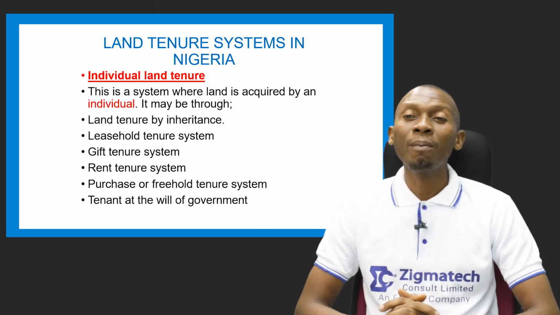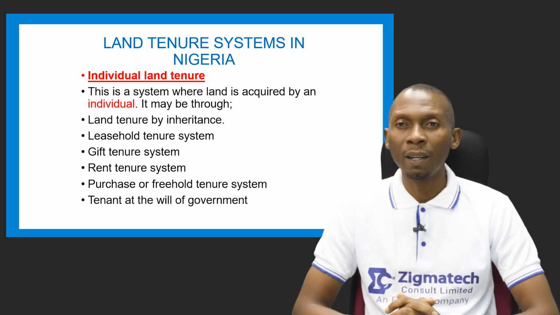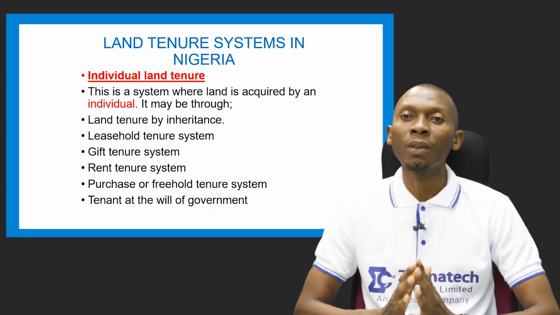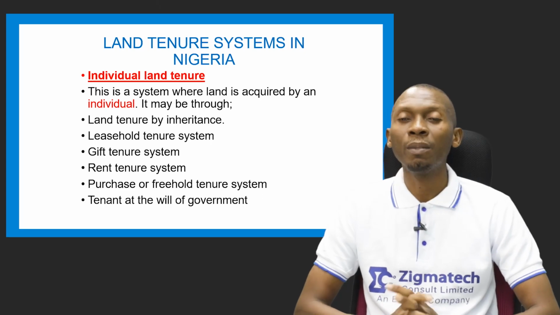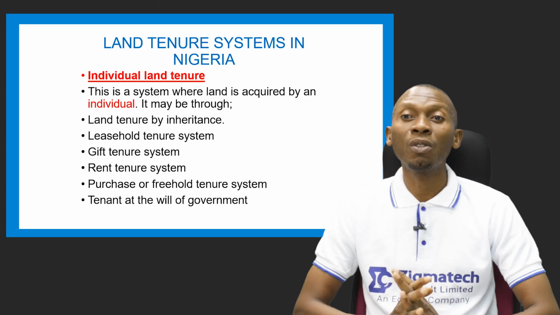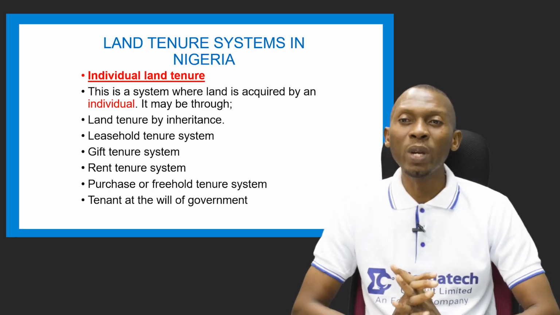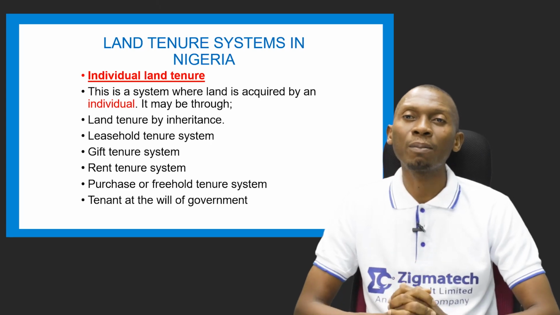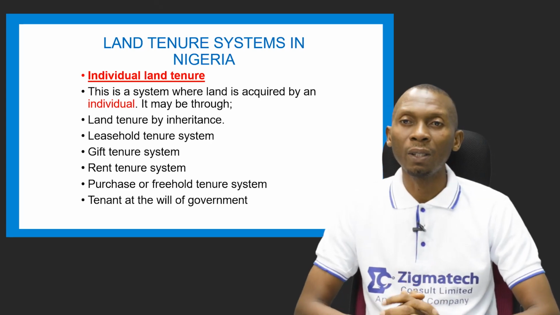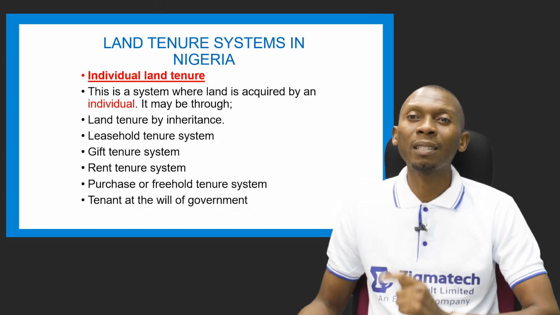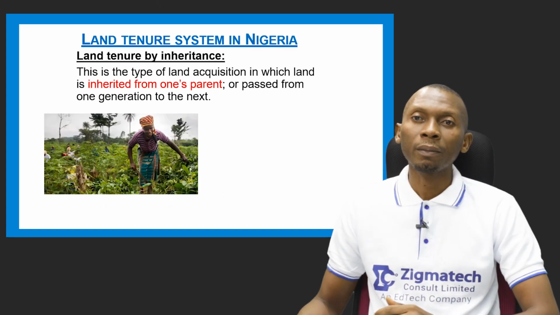We have land tenure by inheritance. We have leasehold tenure system. We have the gift tenure system. We have the rent tenure system. We have the purchase, also known as the freehold tenure system. And we have tenants at the will of government. So these are the various types of individual land tenure systems. We're going to look at each of them and get to understand them better.